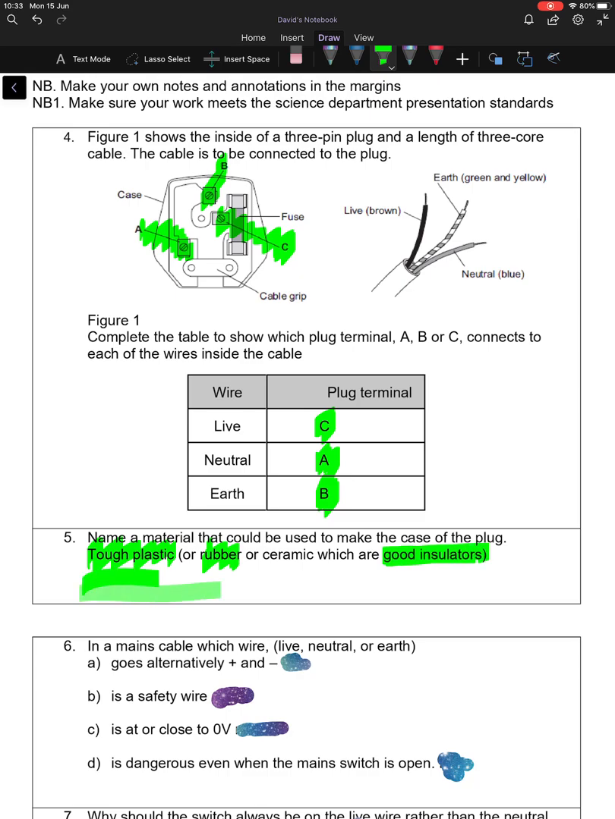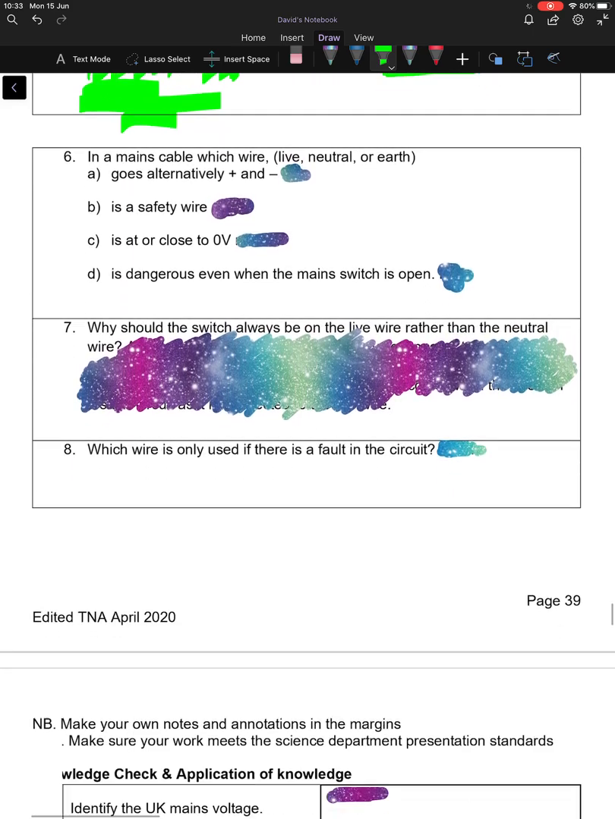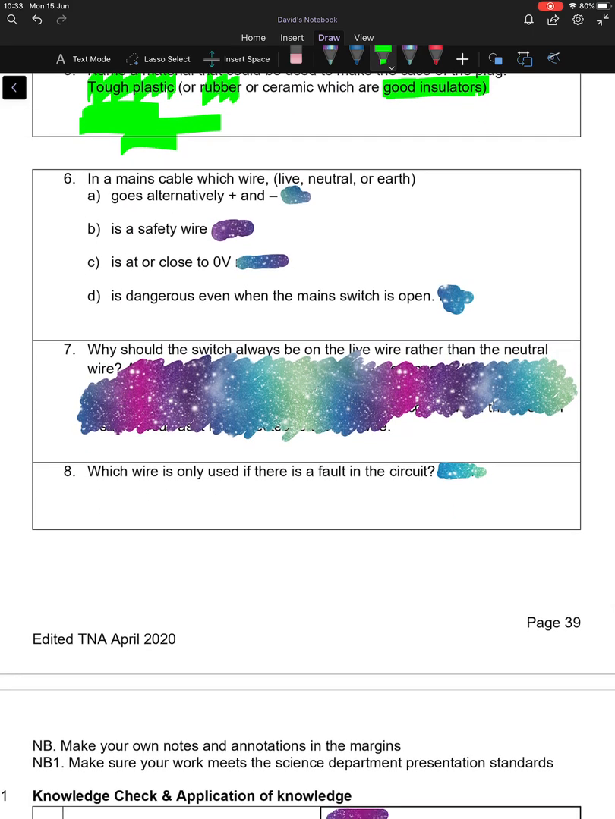Sometimes you see them made out of maybe rubber, which are good insulators, but they're less common. Plastic is our common factor here.